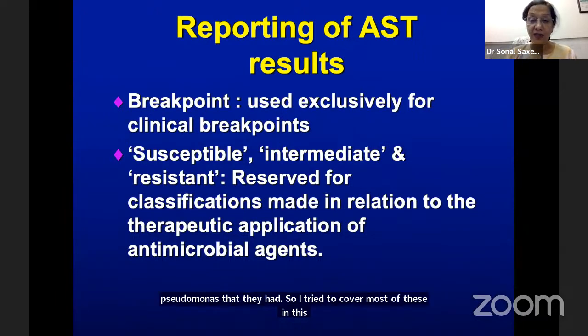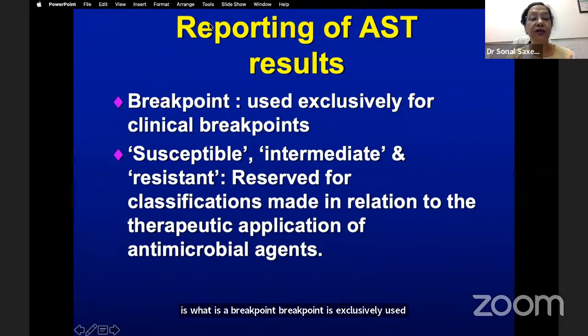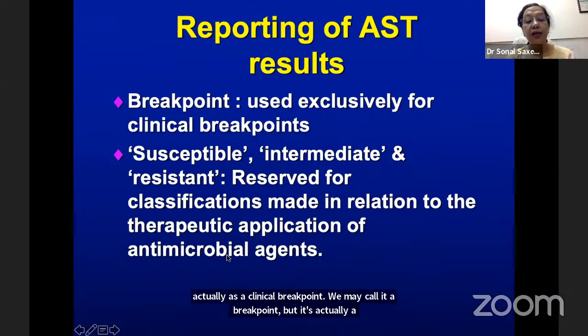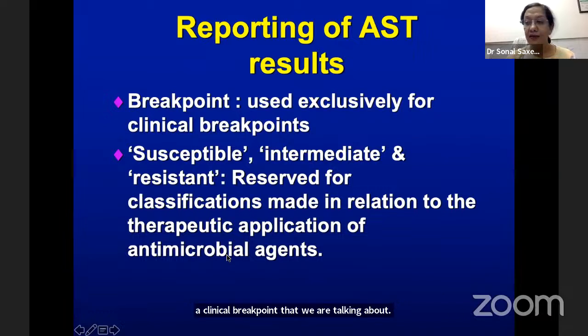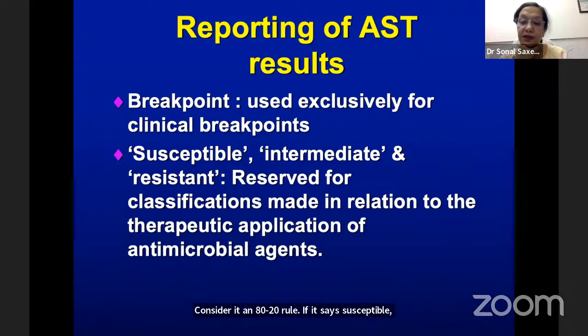But first, what are the basics, and what gets asked in the viva most often: what is a breakpoint? Breakpoint is exclusively used as a clinical breakpoint. We may call it a breakpoint, but it's actually a clinical breakpoint that we are talking about. In that breakpoint, you will have a susceptible category. Consider it an 80-20 rule: if it says susceptible, then 80% of the time the patient is likely to respond to this treatment.